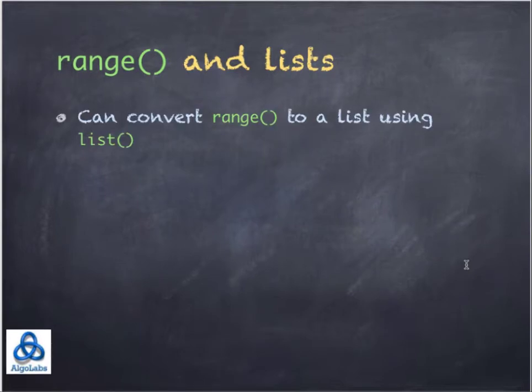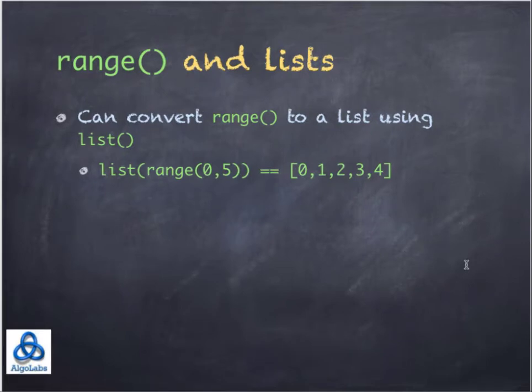Now range is not exactly a list. It's a sequence of numbers, but it's not a list. So there is a way to convert it to a list by using the function list. So if we take the range output and put it inside the argument to list, then we will actually get a list.